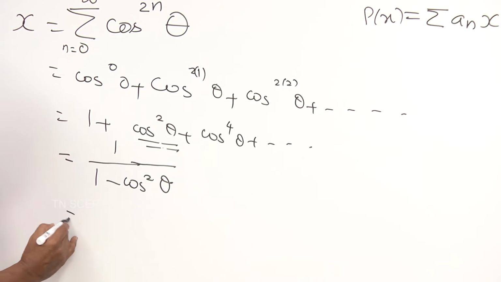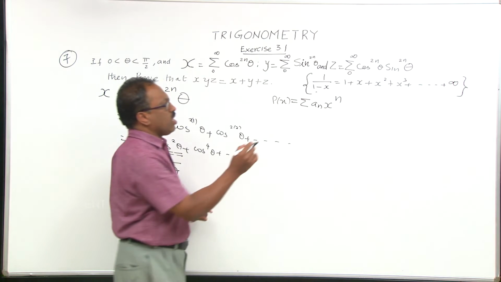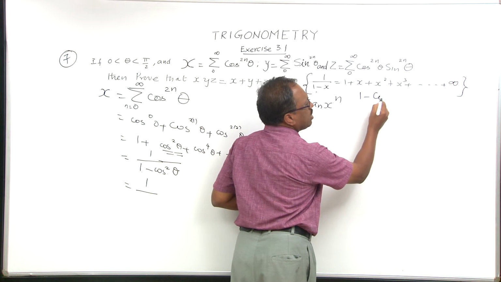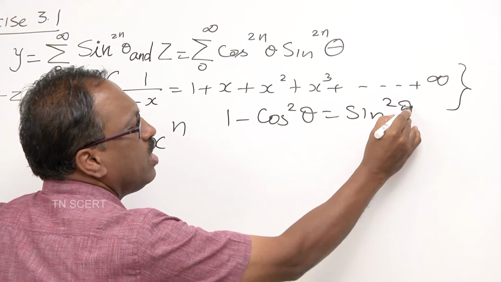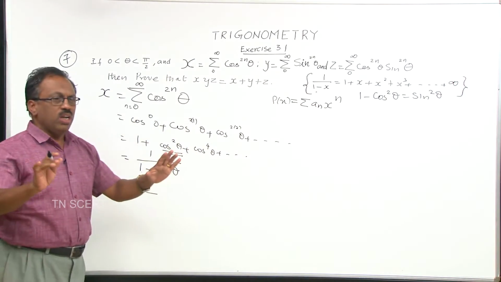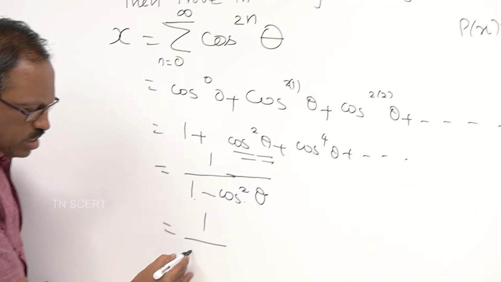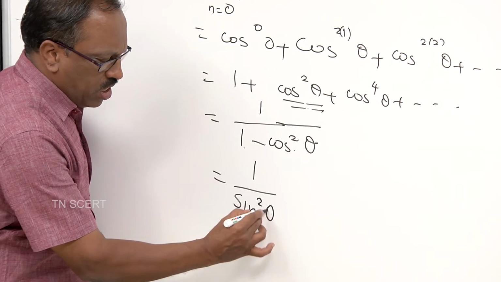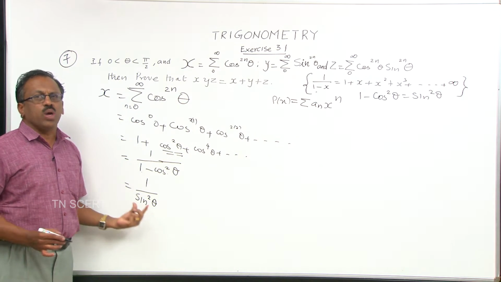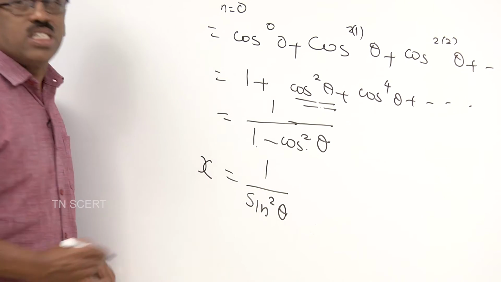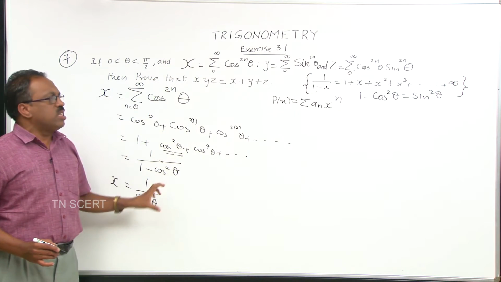So 1 minus cos square theta, by the trigonometrical identities, is nothing but sin square theta. This formula you know very well. Even in the previous sum we have applied it. So this entire term becomes 1 by sin square theta, which is nothing but x. So this term becomes x.